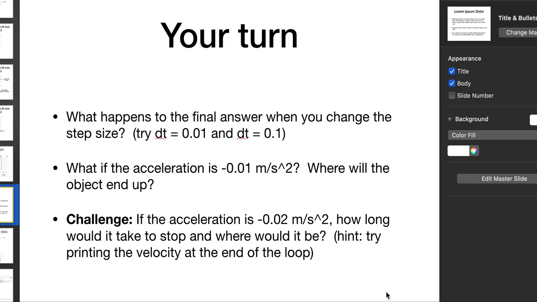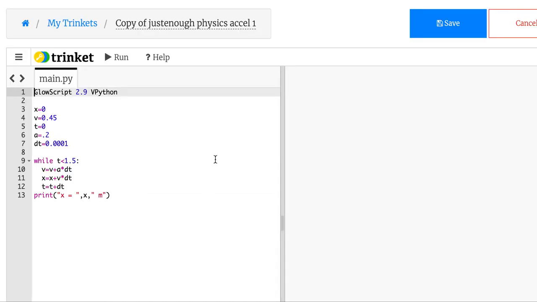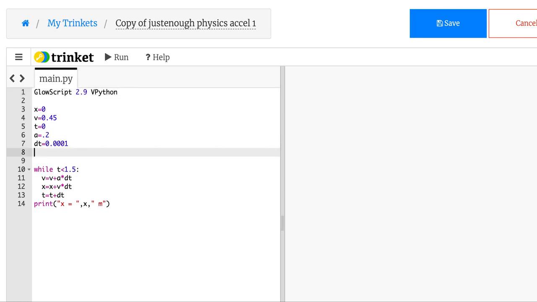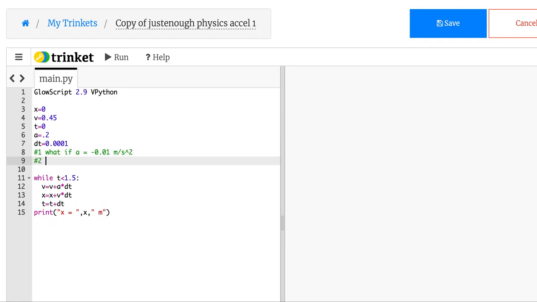But I want to do it because I love to do this, so I'm going to answer these two questions. Number one, what if the acceleration was negative 0.01 meters per second squared after 1.5 seconds? And number two, if the acceleration is negative 0.02, how long would it take to stop? Let's go back to our code, and I've copied it so I won't mess it up. Let me put over here as a comment: one, what if a equals negative 0.01 meters per second squared? Two, how long to stop if a equals negative 0.02 meters per second squared?